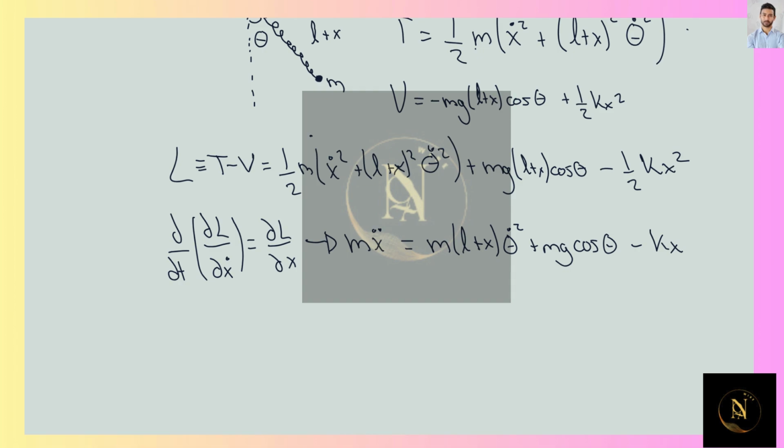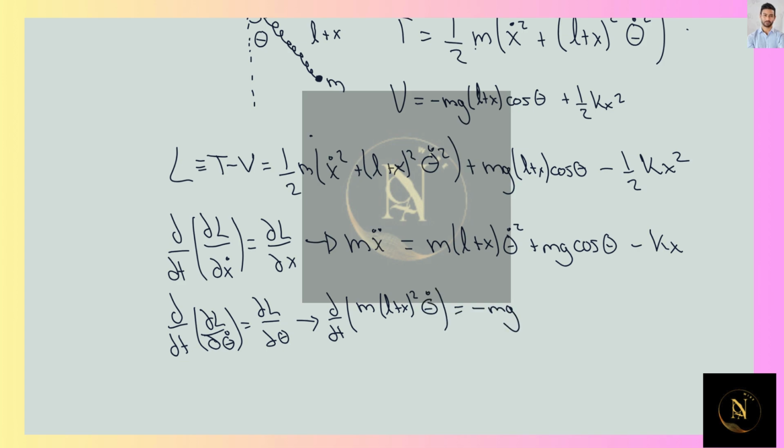Next up, we need to get the Euler-Lagrange equation for the theta variable, for the angle. From here, what we are going to get is the derivative with respect to time of, simplifying a little bit, m (L plus x) squared theta dot, and this is going to be equal to minus mg (L plus x) sine of theta.